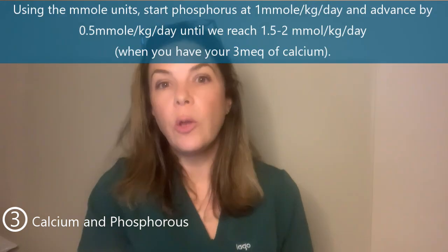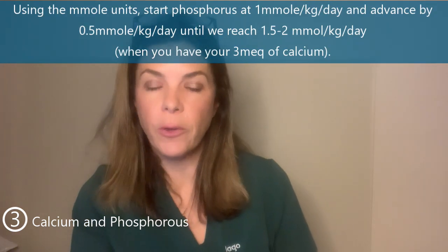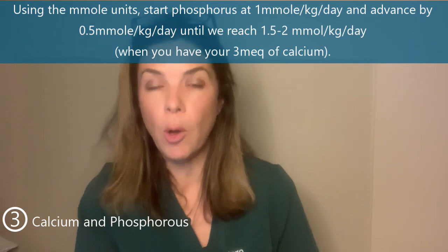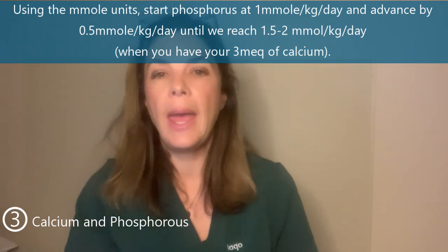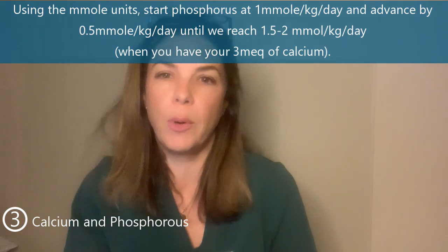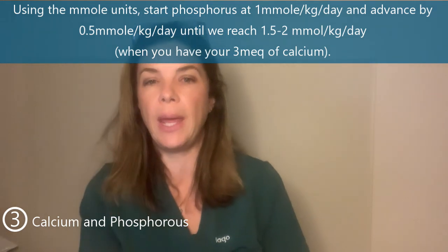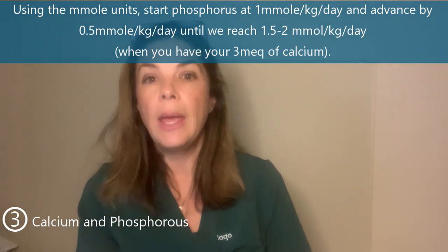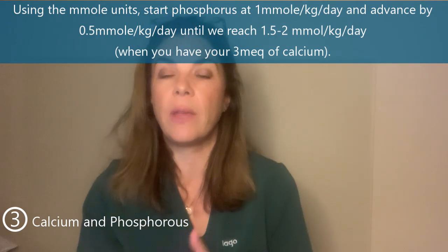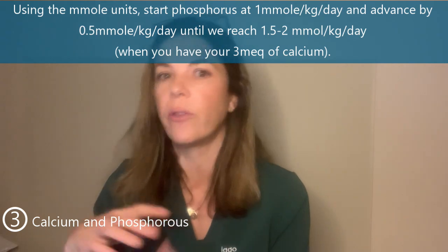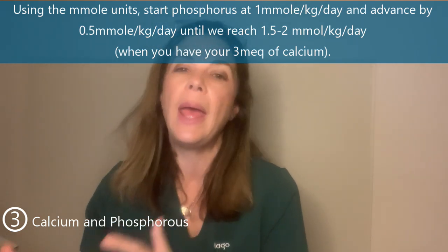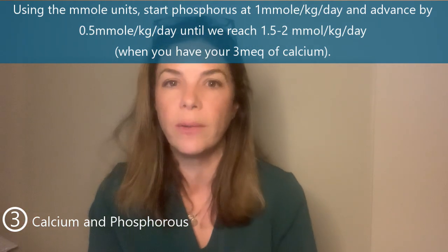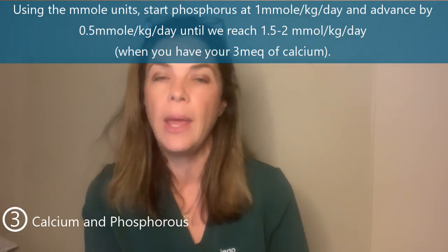Using the millimole unit for phosphorus, normally we start at 1 millimole per kilo per day, and then slowly advance that by 0.2 to 0.5 millimoles per kilo per day until we reach 1.5 or 2 millimoles per kilo per day. Sometimes we have to go even higher than this just to kind of correct all the phosphorus and calcium abnormalities in blood, and then we'll go back down to the kind of 1 to 1.5 millimoles per kilo per day that the baby would need.